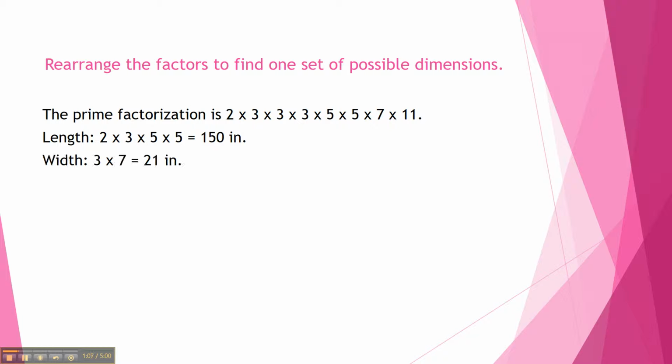And then my width was my smallest dimension. So I just took 2 smaller numbers, 3 times 7, and I got 21 inches. So that's going to be my width dimension. And then for my height dimension of my rectangular prism, I took the last 2 factors, which were 3 times 11, and I got 33 inches.